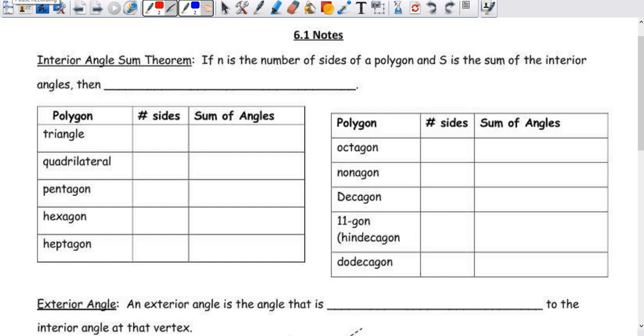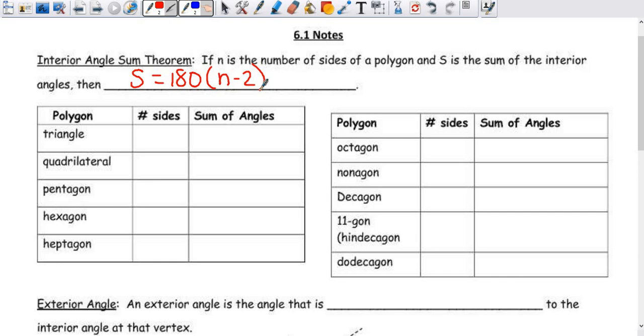All right, to start chapter 6, we're going to be working with polygons. The first thing to know is our interior angle sum theorem. It says if n is the number of sides of a polygon and s is the sum of the interior angles, then we can say that s equals 180 times n minus 2. So n is the number of sides, s is the sum of the interior angles.